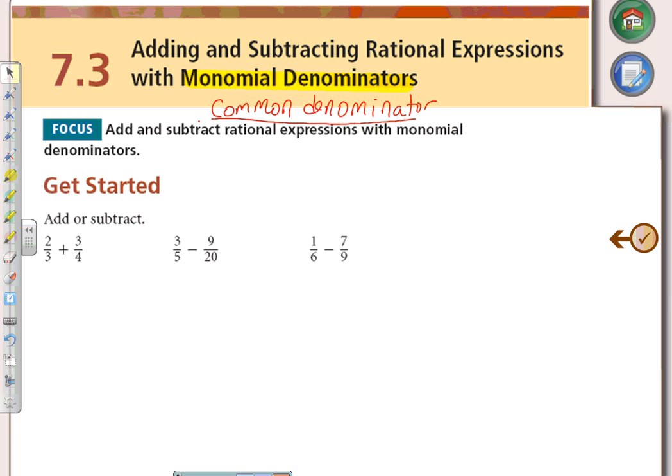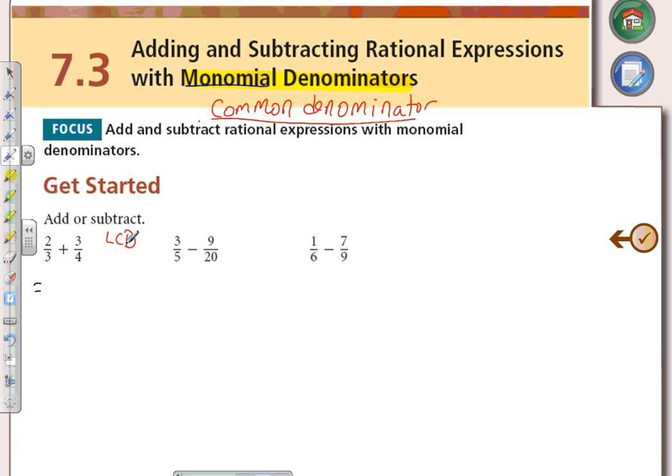So we're looking at starting off with monomials in the denominator, just one term in the denominator. In 7.4, we're going to look at what happens if those are binomials and trinomials and how to deal with those. Let's start just with remembering how to do adding and subtracting. Common denominator is needed, so we look for our lowest common denominator.